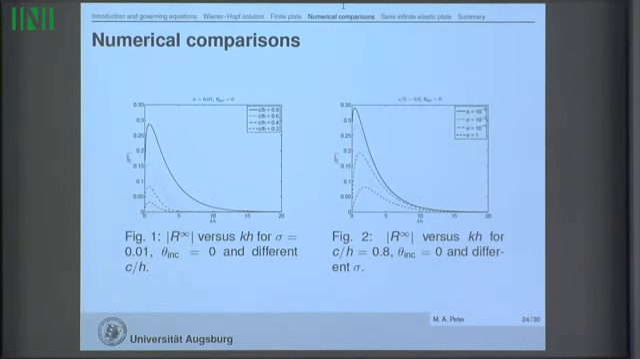This is again R infinity modulus versus kh, but now for different parameters of porosity. And also what you would expect happens. If you increase the porosity parameter, the reflection gets smaller, because you dissipate more energy. Whereas if the porosity parameter gets smaller, the thing behaves more and more non-permeable, so you get stronger reflection.